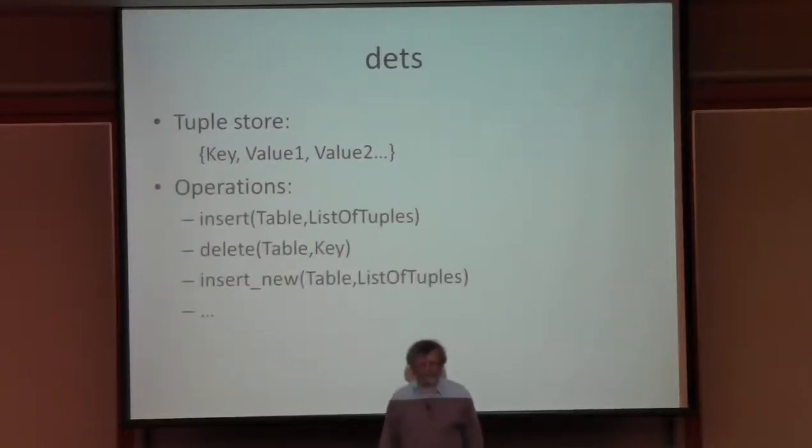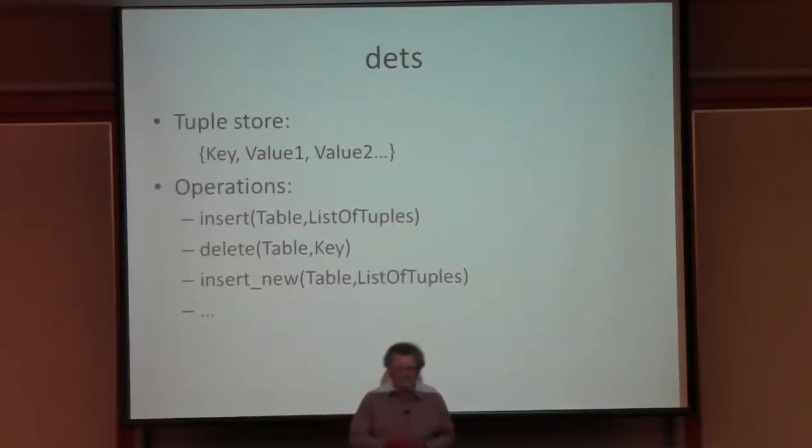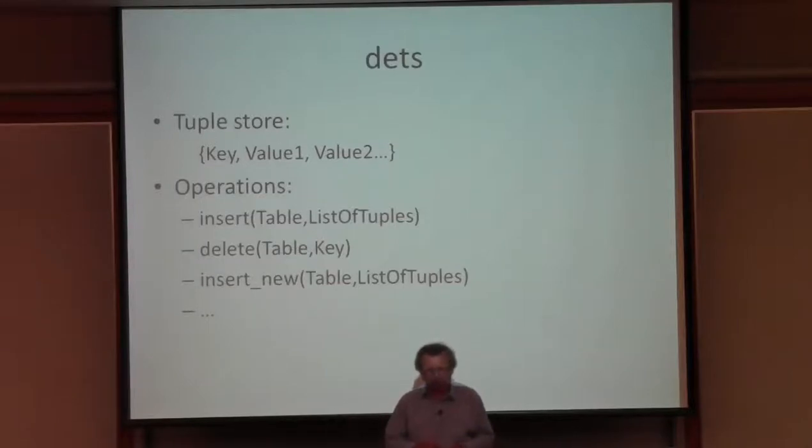So then there's a bunch of operations, and they're quite simple. You can insert a list of tuples into a table. You can delete all the tuples with a given key from the table. You can insert new, a list of tuples. What's insert new? Well, it's like insert, except that if any of the keys is already present, then it's a no-op. And it's also atomic. So it's an atomic way to test and see whether a number of keys are in the table. And there are some more. They're straightforward.